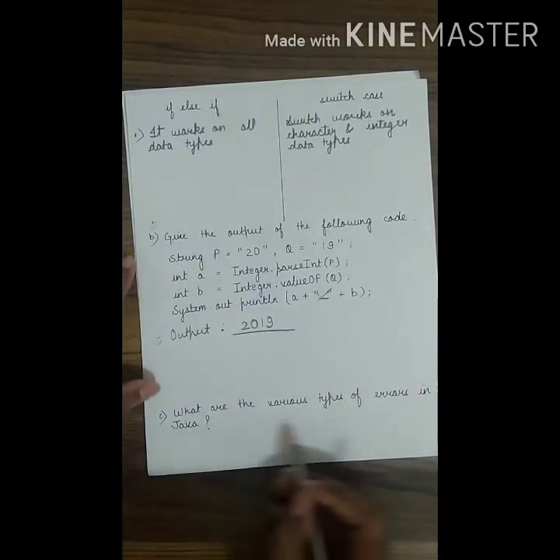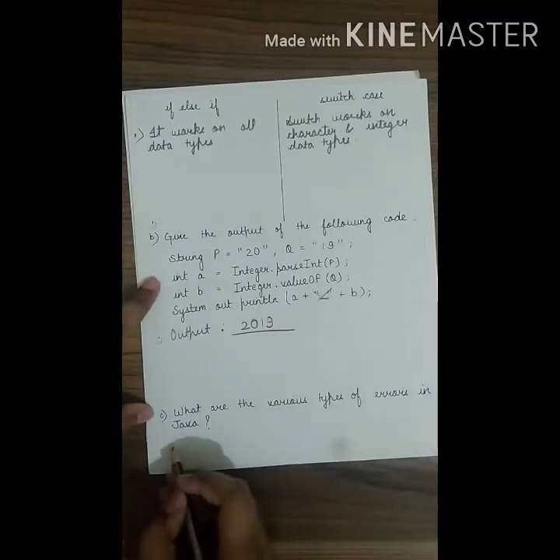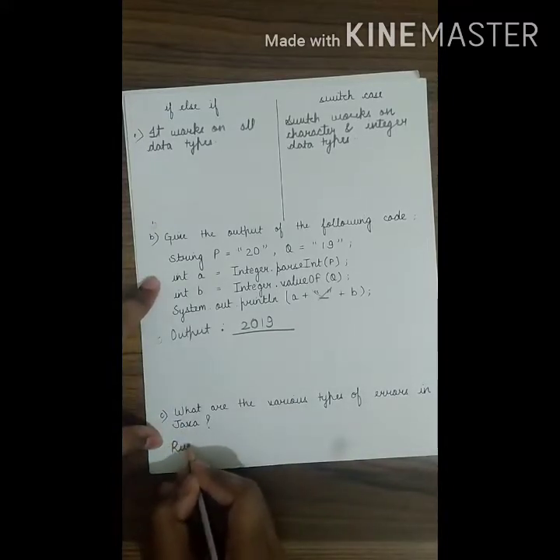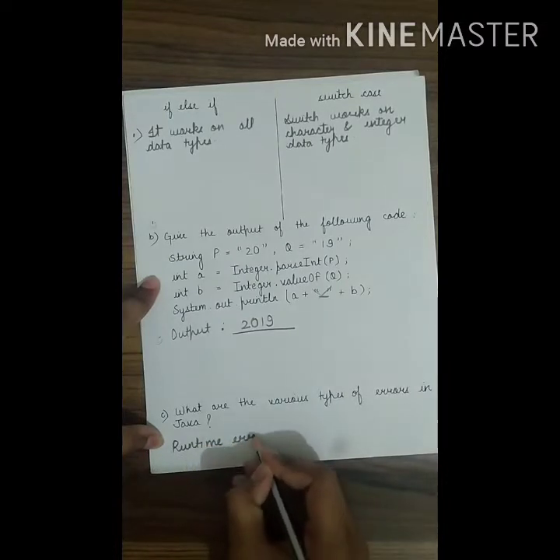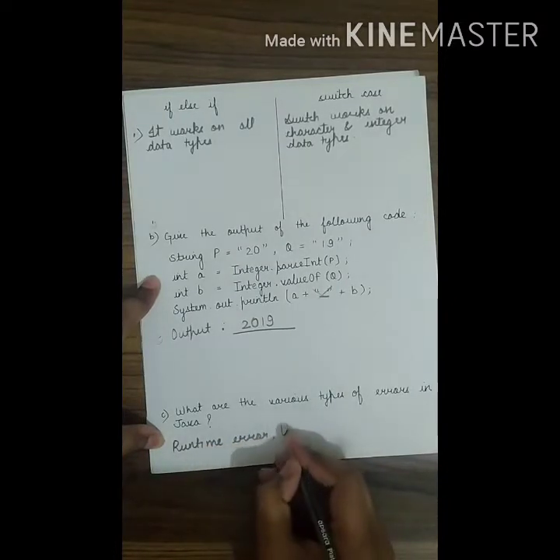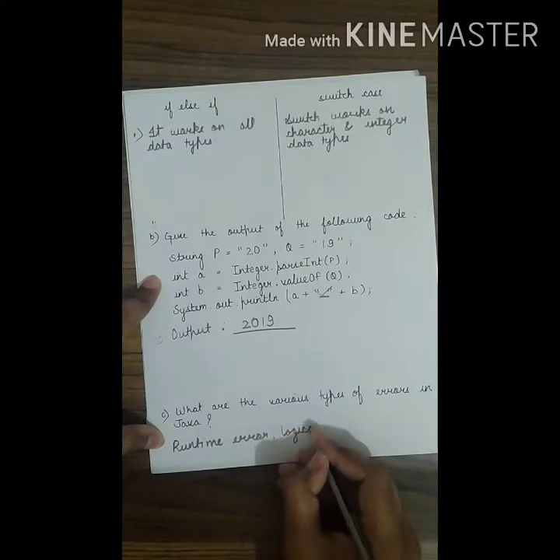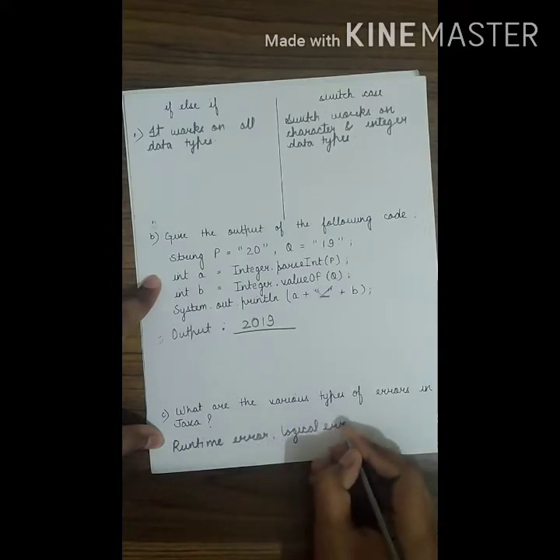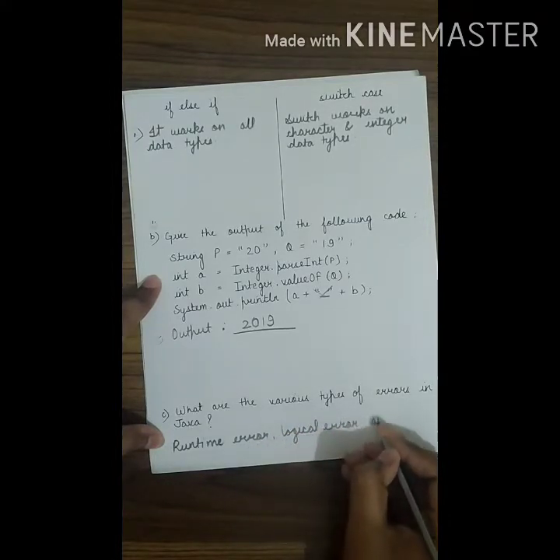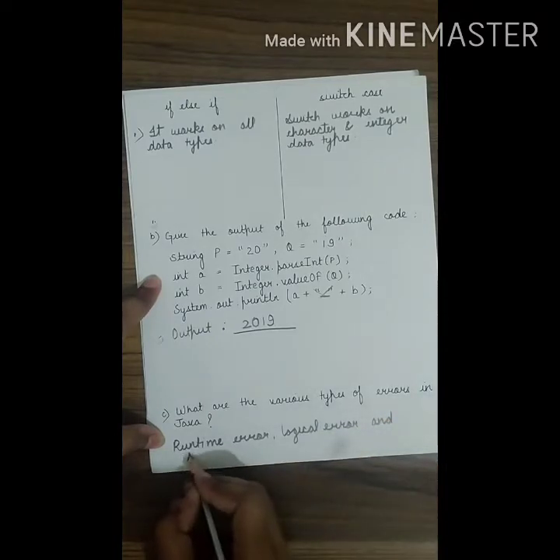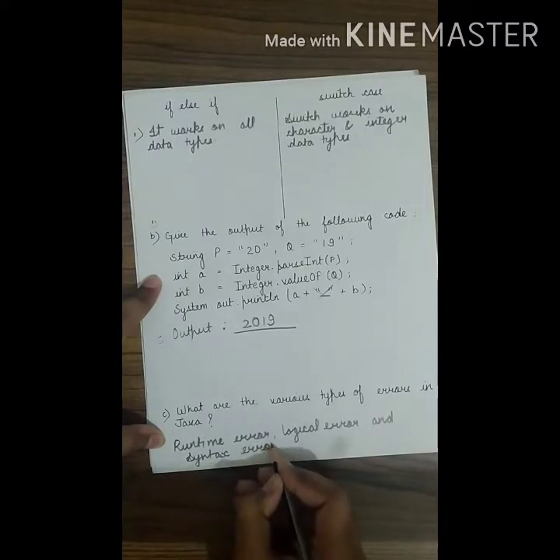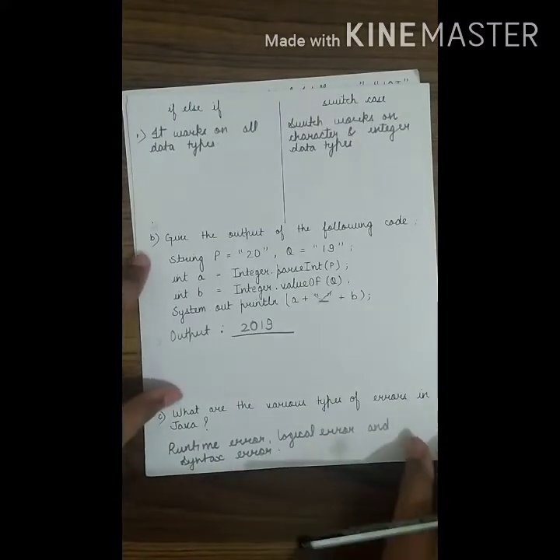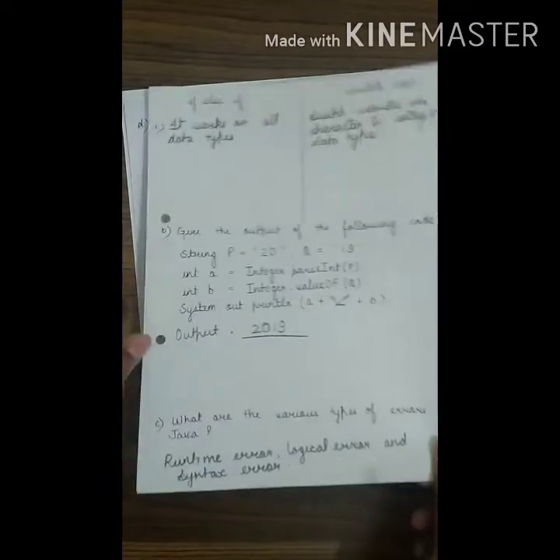What are the various types of errors in Java? We know the names of the errors: runtime error, logical error, and syntax error. These are the three types of error which are there in the Java programming language.